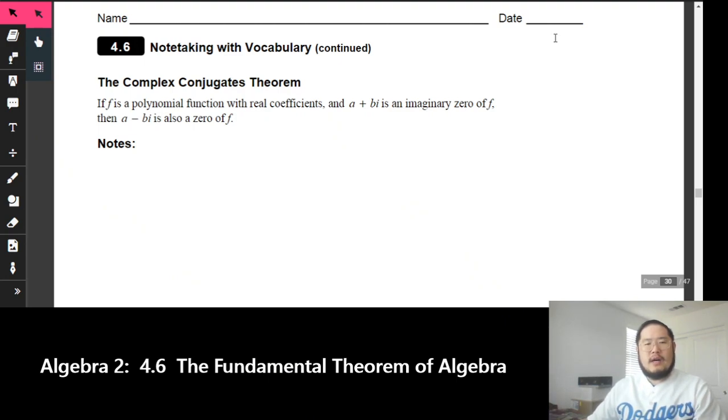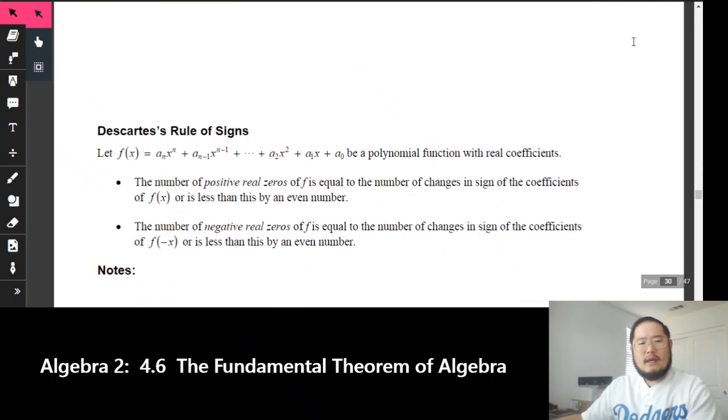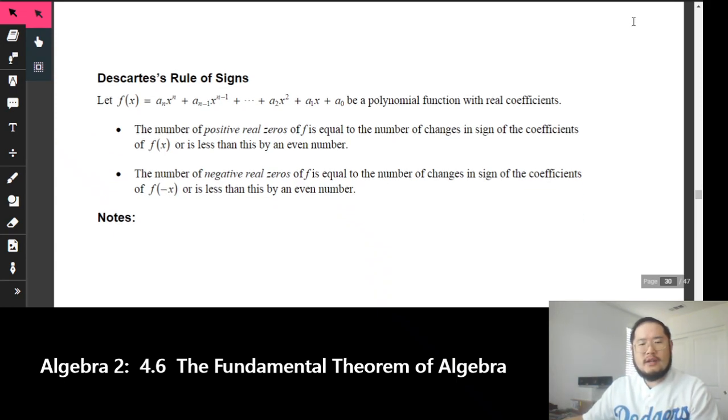The idea behind the complex conjugates theorem right here is similar to that of the irrational conjugates theorem that you guys covered in section 4.5. So I'll show you how to solve those problems in our examples coming up. And the Descartes rule of signs, which is what you see next, that's another thing that will be saved for math analysis.